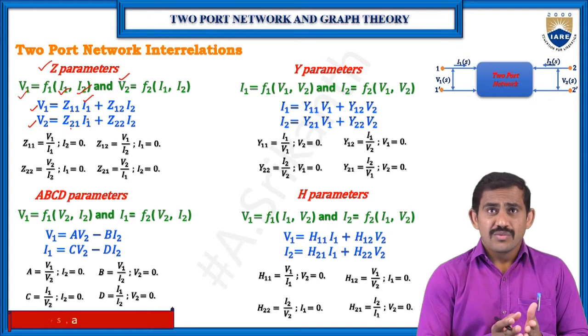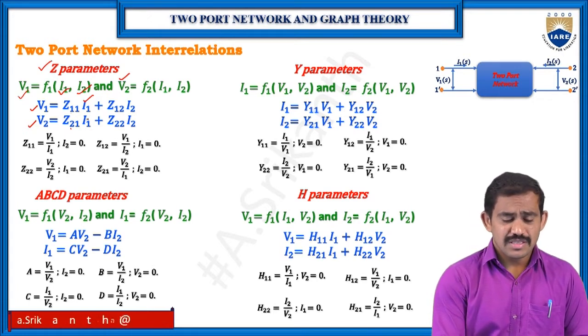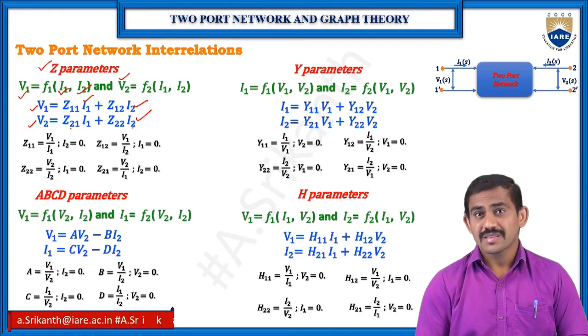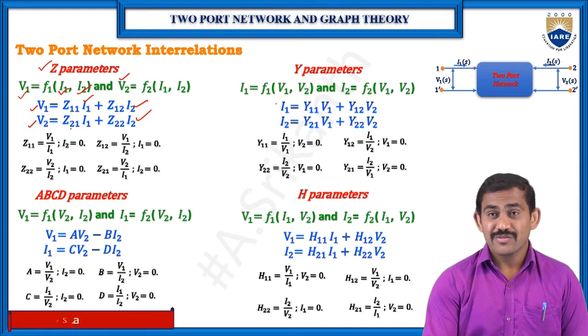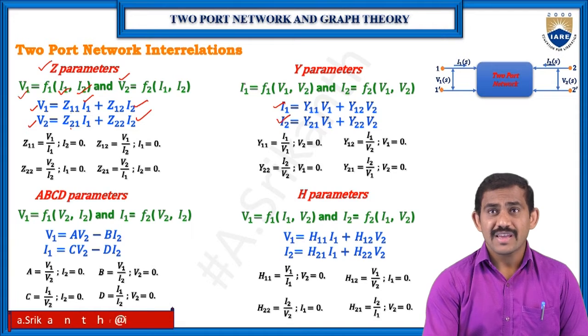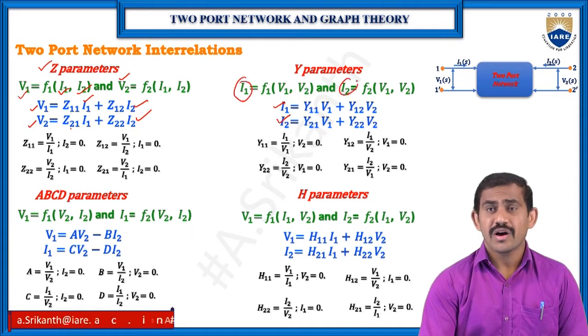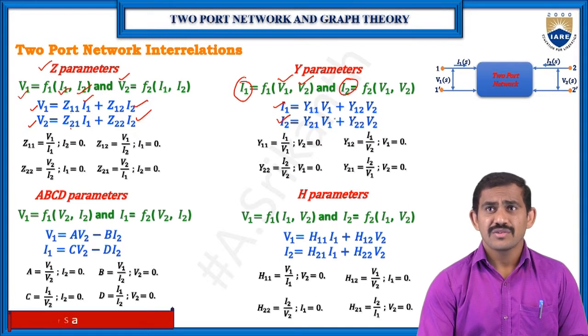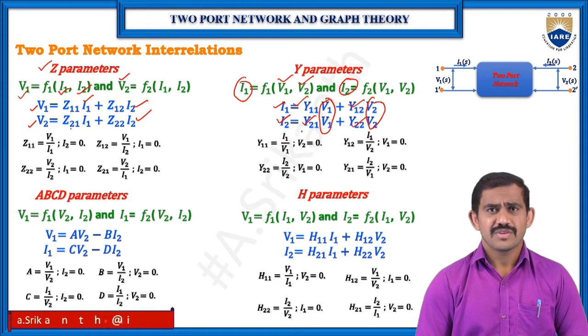Now, besides the Z parameters, which give the V1 and V2 equations, we have the Y parameters, the admittance parameters, which give I1 and I2 in terms of V1 and V2, with the coefficients Y11, Y12, Y21, and Y22.